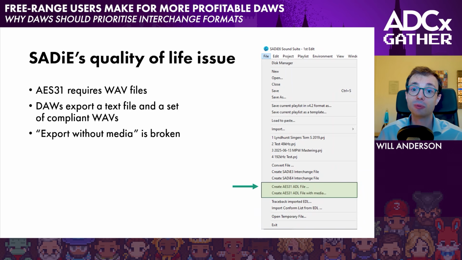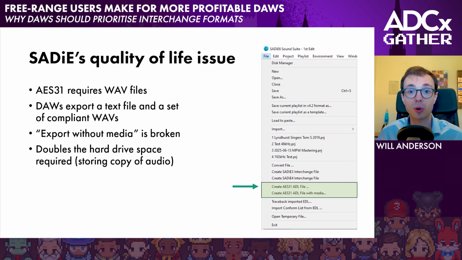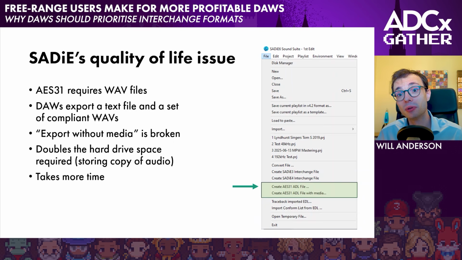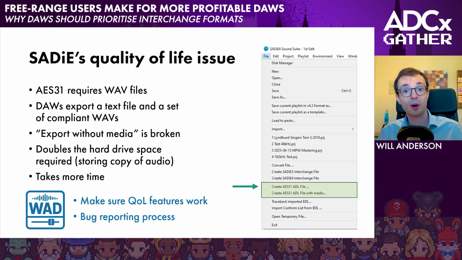This means that you're left with no choice but to export all the audio files, which doubles the hard drive space required, and means that the export process takes much longer, as you're writing gigabytes to disk rather than just kilobytes. It's a simple fix, but one that has never been attended to. A suggestion for WAD? Well, if we're implementing quality of life functions, we need to make sure they work. We should also make it easy for our users to report bugs, and we should make sure that we have a system in place for dealing with those bugs.